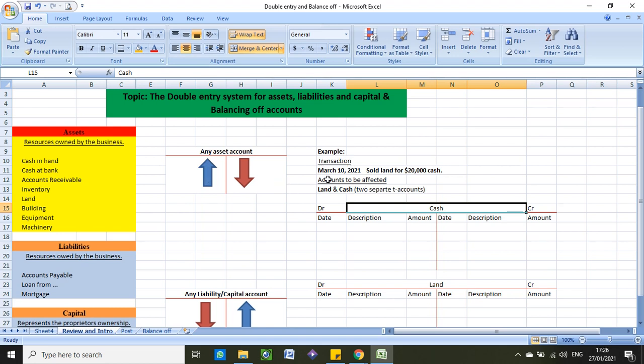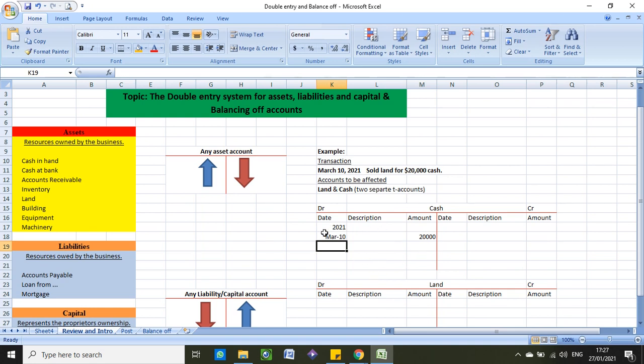So I need to look at the original transaction and enter a few things from here. I need to first enter the date. We always start by entering the year. We only write the year at the beginning, and then after that, it's only the specific date, the month and day. So here I will say 2021. It is March 10th. I will leave the description for last. The amount that we received in cash was $20,000.